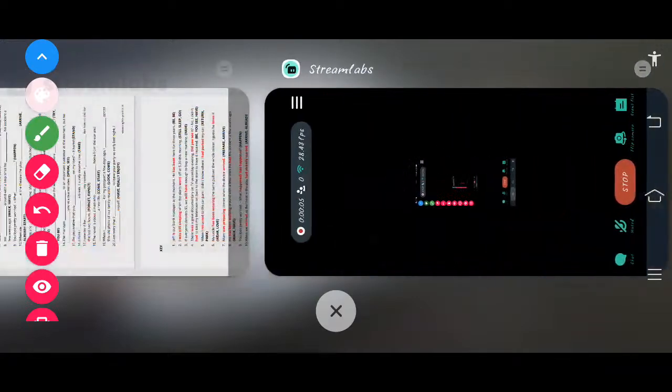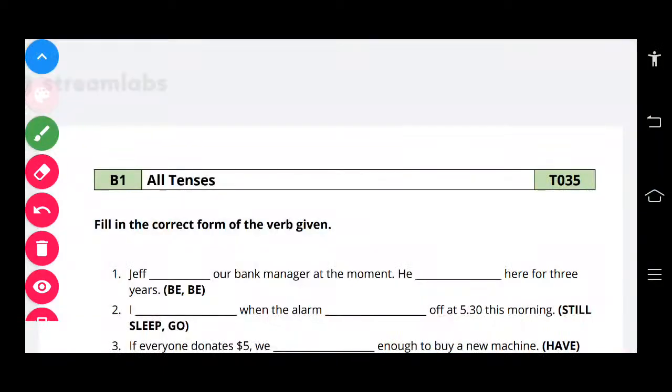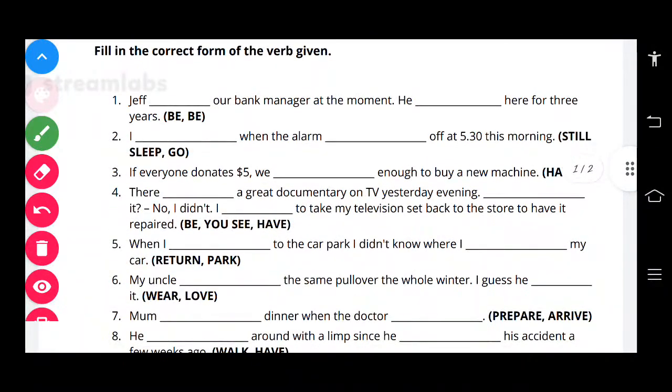Okay, so now I would like to show you a small exercise. By going through that exercise, we will learn more things. So what have you seen? Fill in the correct forms of the verb given. First, see the first example: Jeff dash our bank manager at the moment. He dash here for 3 years.